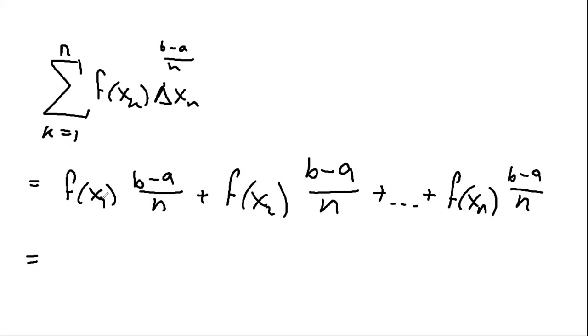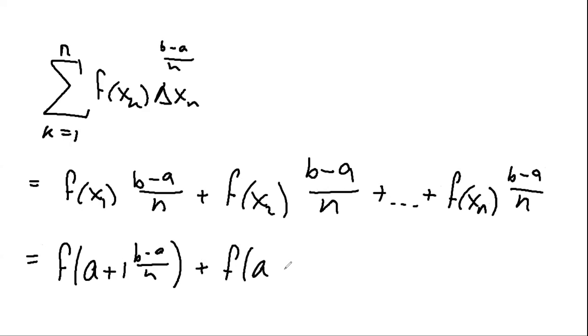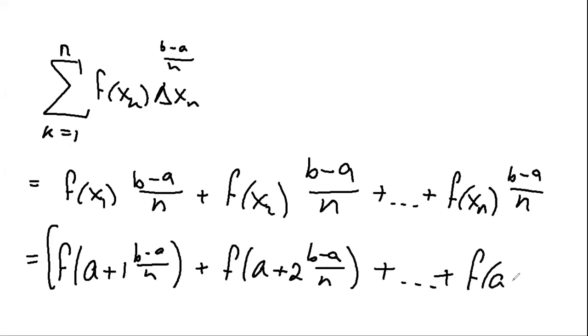Which is what? According to the displacement, if I start at the point a, this tells me to do this. Start at a and then move by one unit, b minus a divided by n. Plus, start at a and move by two units. So I factored out the b minus a over n. Those are just the sum of the altitudes, and I need to multiply this by b minus a divided by n. And I take the limit as n goes to infinity. So that's the idea of the construction.